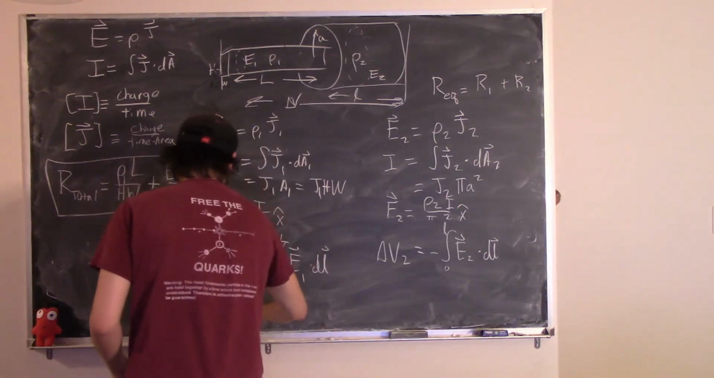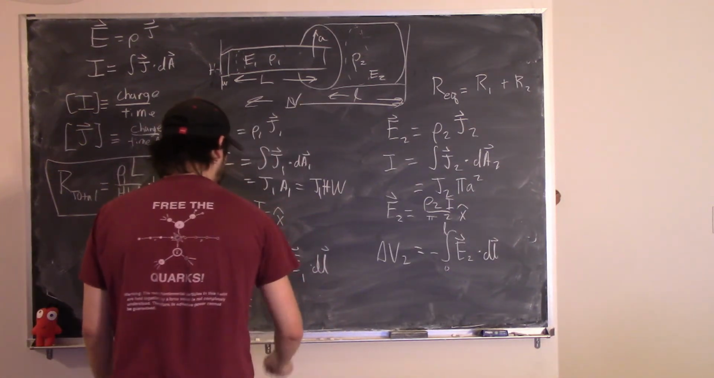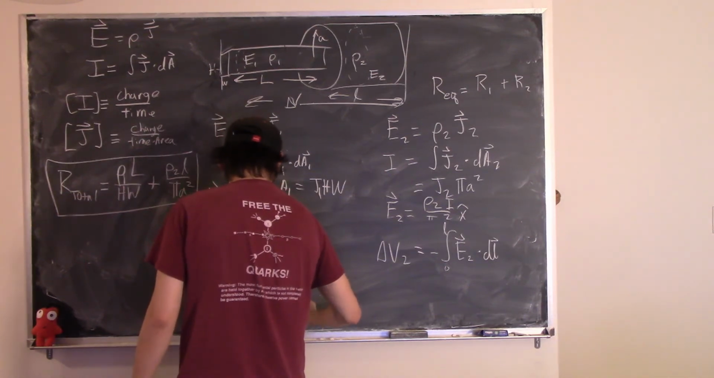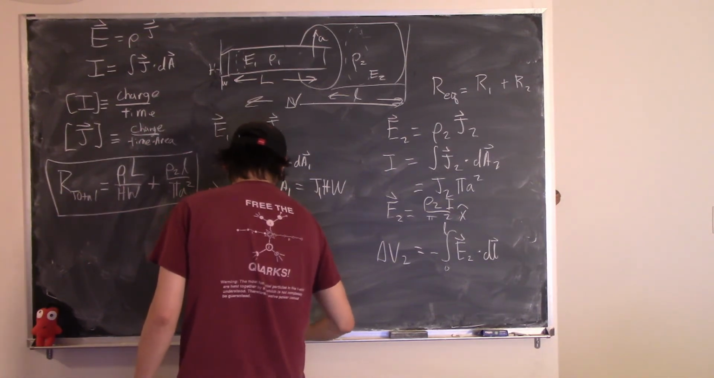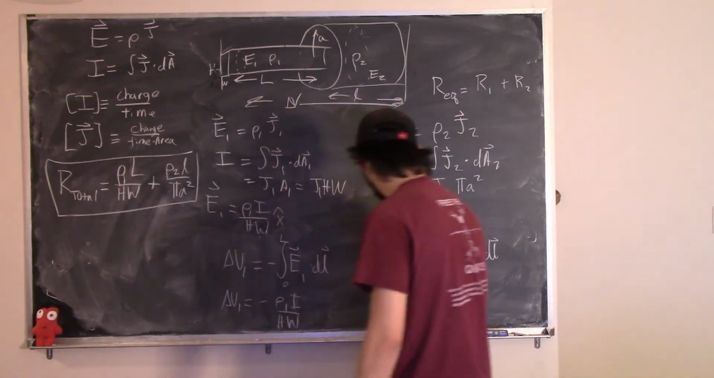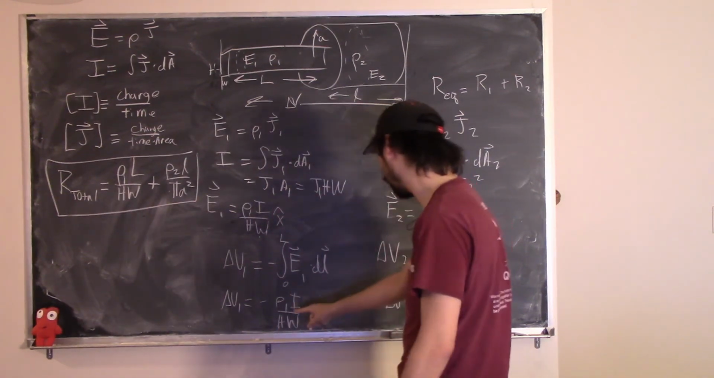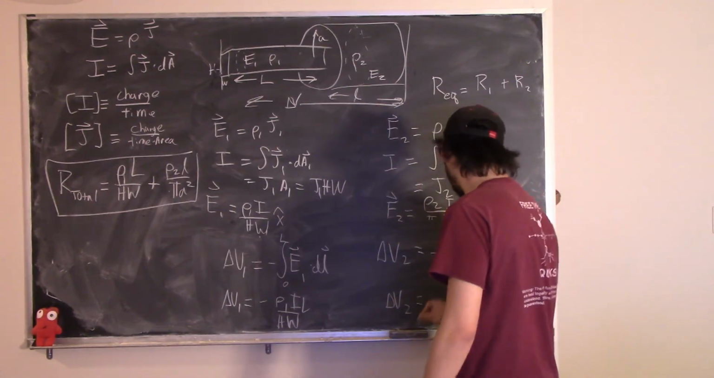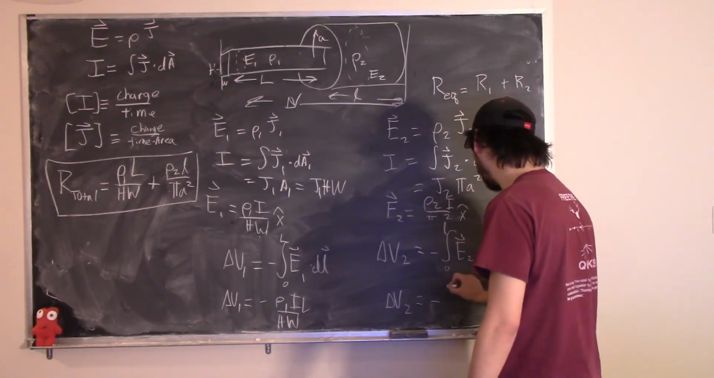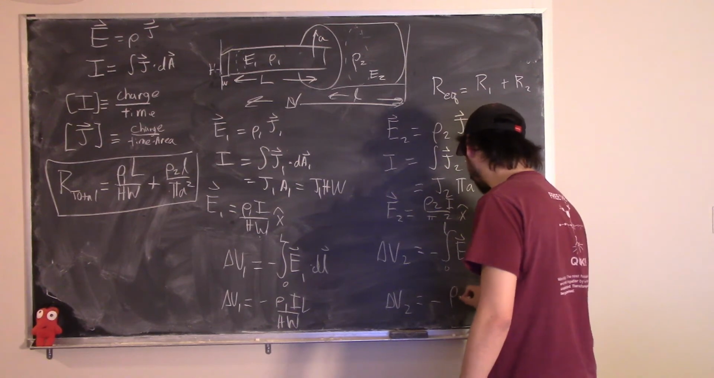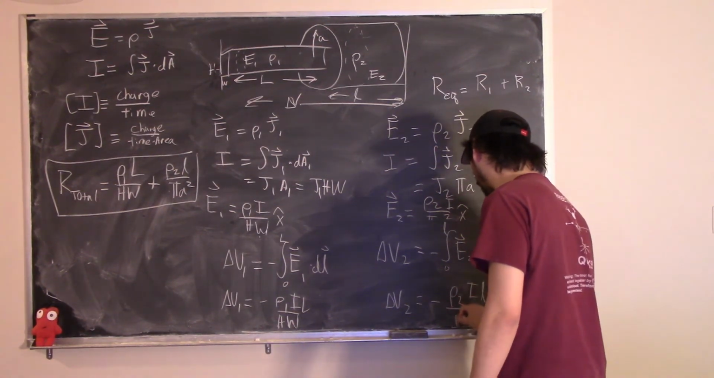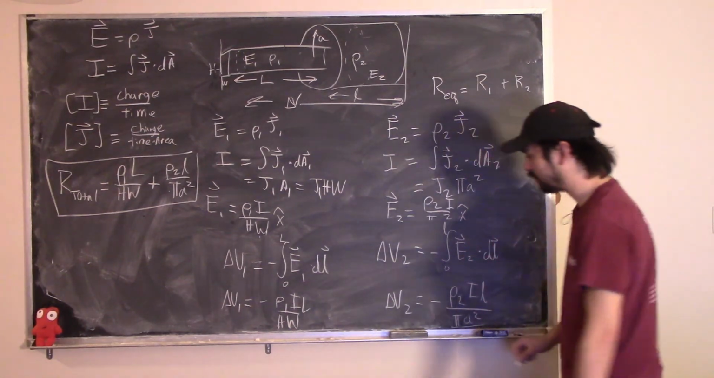what we end up seeing is that delta V1 is just going to be equal to negative rho 1 I divided by HW, and delta V2, there should be a capital L here. Delta V2 is just going to be equal to negative, this is going to be rho 2 I times lowercase l divided by pi a squared.